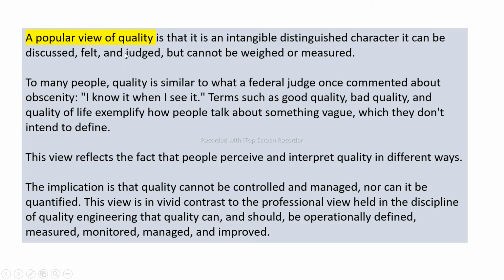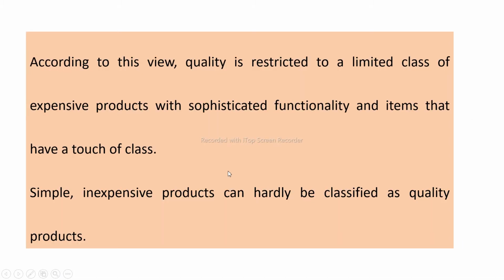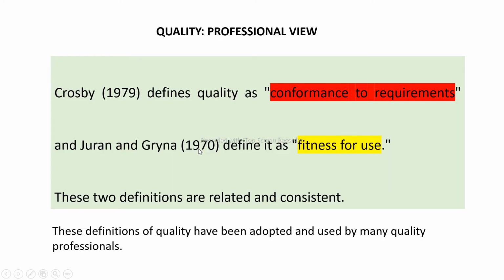In the popular view, first of all, we are saying that quality cannot be weighed or measured. The second thing is that when we talk about quality, it tells about luxury, class, and status. So according to this view, quality is restricted to a limited class of expensive products, with some sophisticated functionality and items that have a touch of class. So next we will see the other view. What we saw just now is the popular view. Now we will see the professional view.